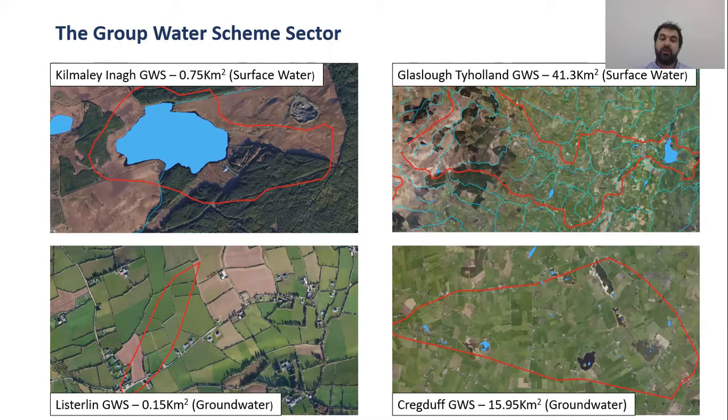Similarly, when we look at the groundwater zones of contribution, we will see that there is variability. For instance, the Listerline Group Water Scheme in County Kilkenny is an example of a small ZOC with moderate groundwater vulnerability, and in reality would only cover a number of fields, whereas the Greg Duff Group Water Scheme in County Meath is a much larger, much more complex ZOC given the karst nature of its environment. However, for the most part, when we're doing work in surface water catchments or groundwater ZOCs in relation to group water schemes, we do see, given the makeup of the group water sector, that they are dominated by agricultural lands.